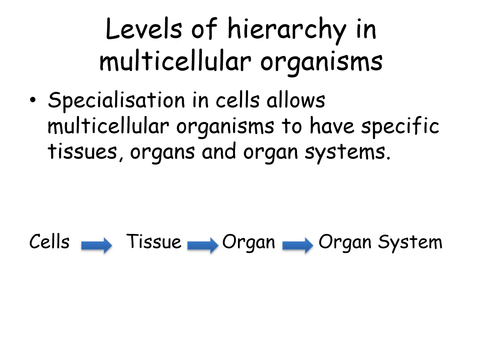Specialisation in cells allows multicellular organisms to have specific tissues, organs, and organ systems, and this helps us to function. And these progress from the simplest point, a cell, to become more complex as organ systems. So you can see here that we go cells, tissues, organ, and organ system.